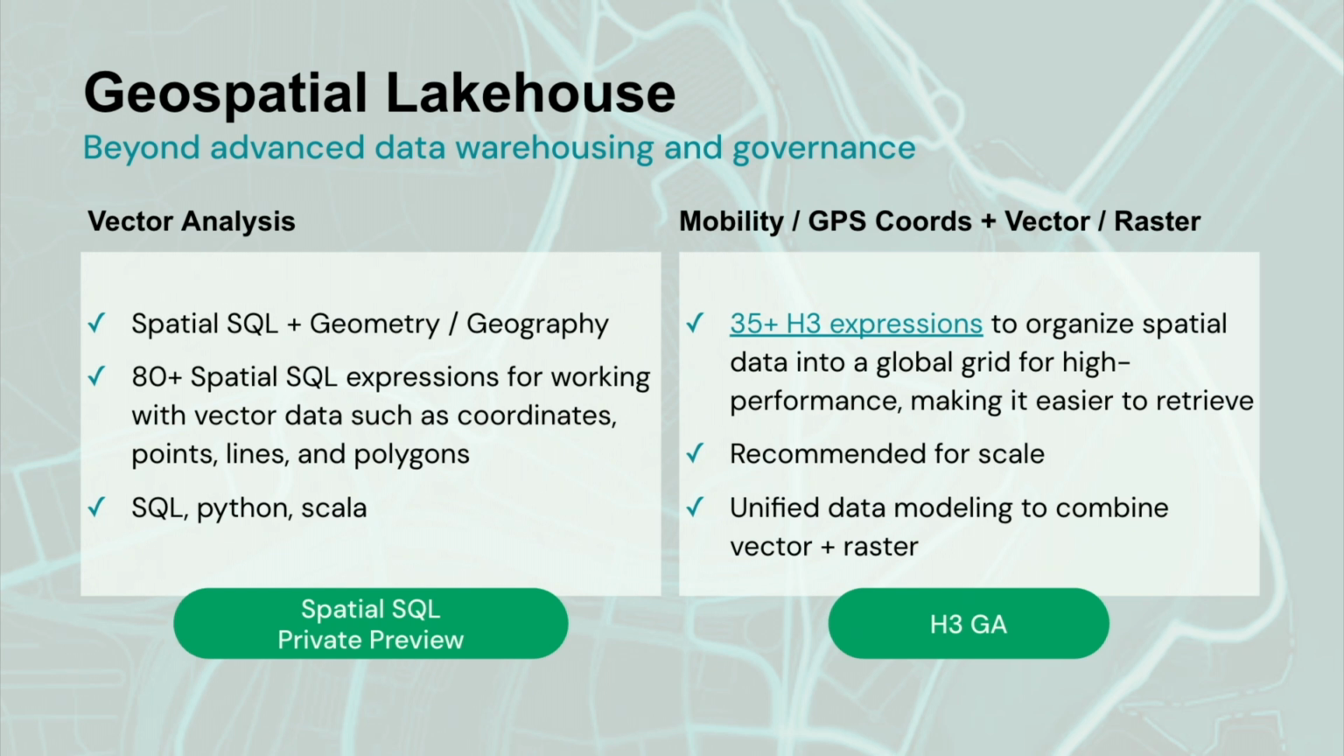When using H3, the global grid indexing system with built-in expressions in Databricks, we think of it as a flexible way of working with any type of vector data, but also you can combine it with raster data and do some combined analysis. H3 is great because it really scales well, and Databricks is perfect for scaling that kind of data which is stored as integers. So we have vector analysis, kind of easy to get started with. We have mobility, GPS type data, easy to work with H3.